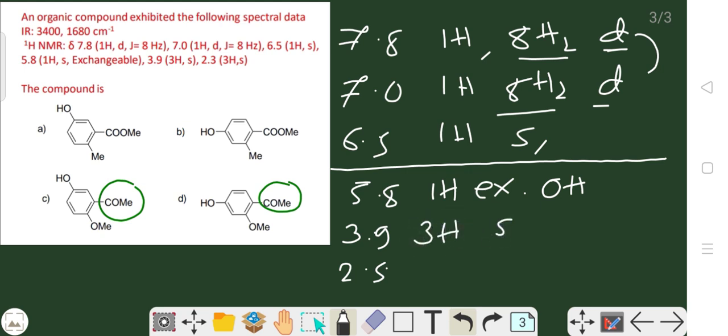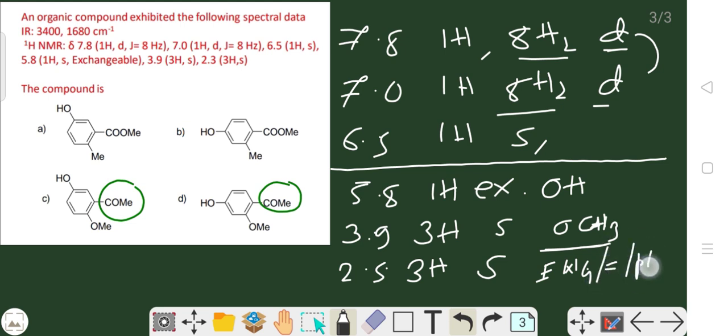So basically this is nothing but the ether linkage. Whenever this methyl group is attached to the oxygen, then a value should appear at 3.9. And 2.5, again, is due to 3 hydrogens and a singlet. This is particularly a methyl group that should be attached to electron withdrawing substituents. So it may be a phenyl ring, it may be a double bond, and such kind of methyl group appears in this region.